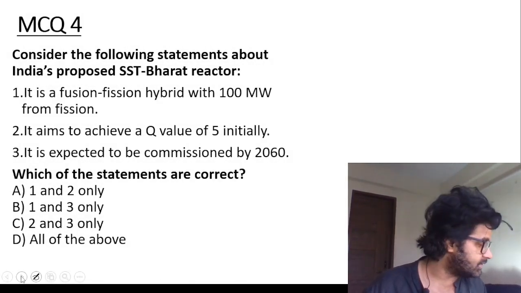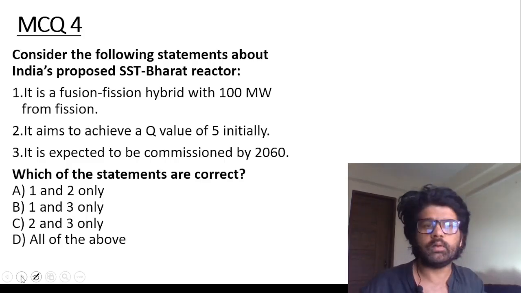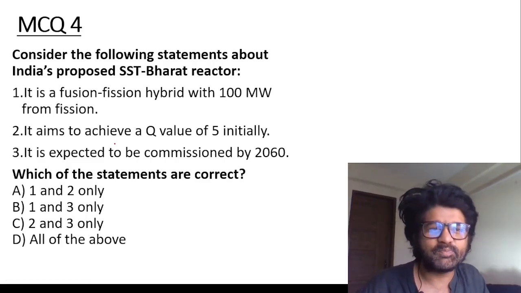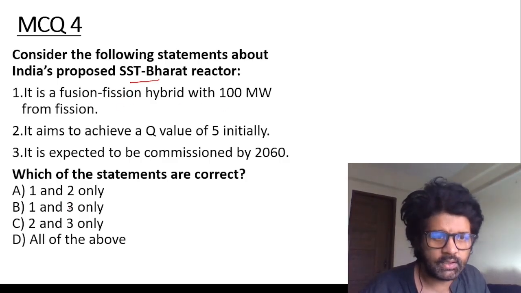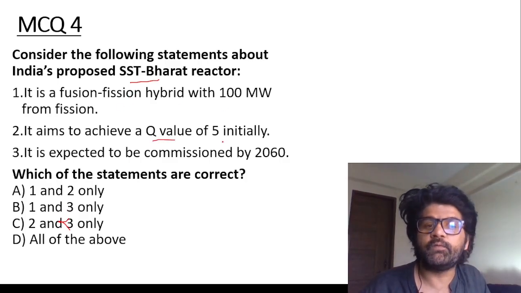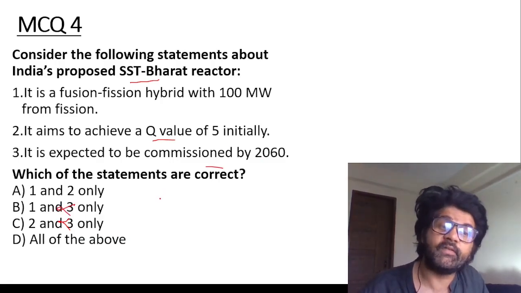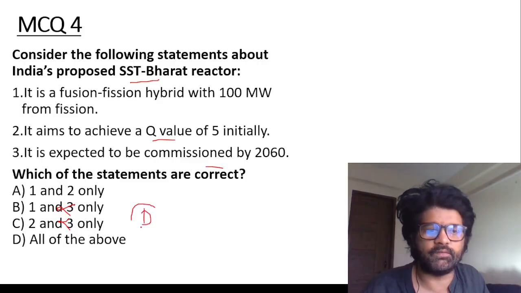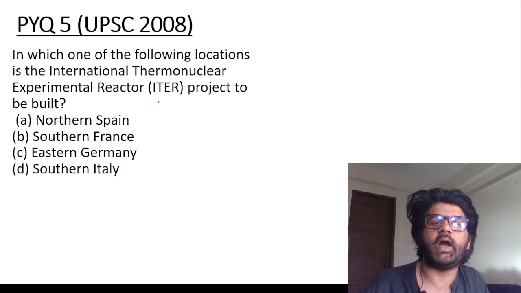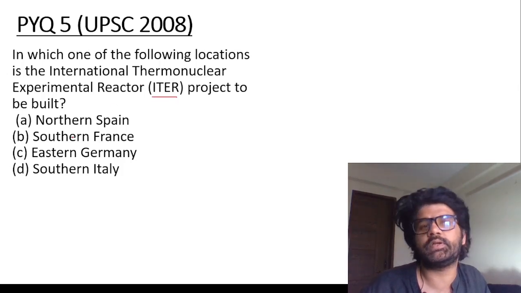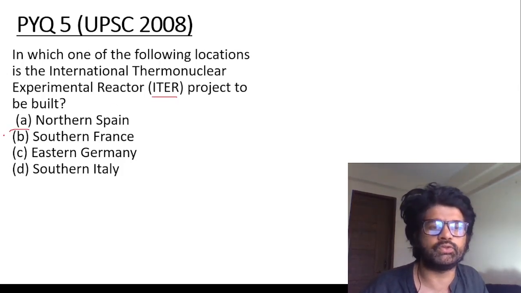Consider the following statements. India's proposed SST Bharat reactor is a fusion-fission hybrid, yes, it is correct. Aims to achieve Q value 5 initially, correct. Expected to be commissioned by 2016, correct. So the answer is D, all of the above. PYQ 5, UPSC 2008: ITER project, where is this getting built? Southern France.